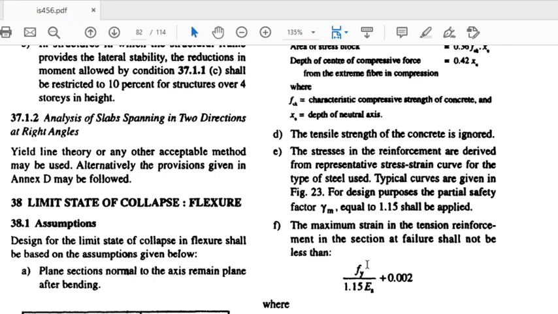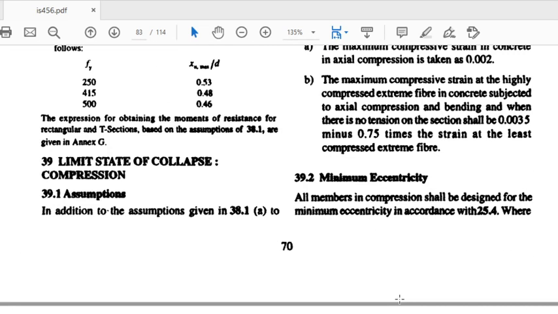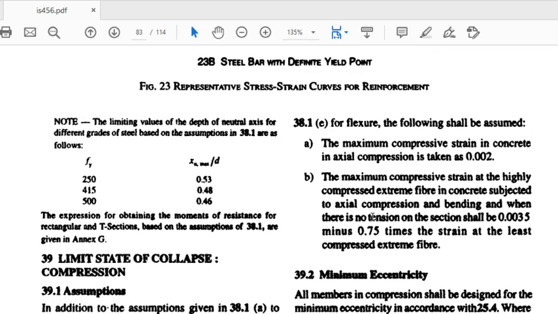Coming to our discussion, that is the limit state of collapse. In that, the first one is flexure. Then we have the limit state of collapse in compression. Again for compression there are assumptions, in addition to the assumptions given in clause 38.1. In addition to the other assumptions, the maximum compressive strain in concrete in axial compression is taken as 0.002.